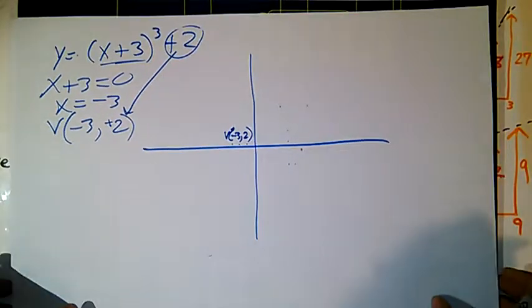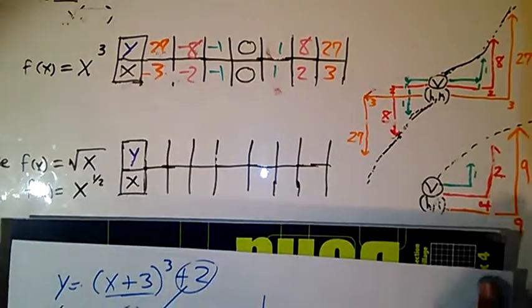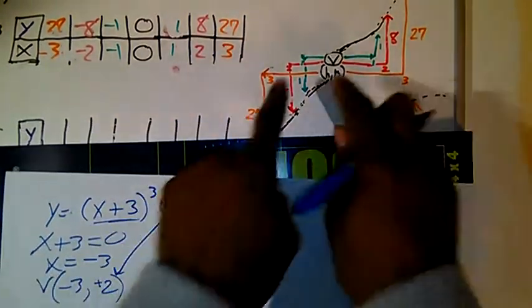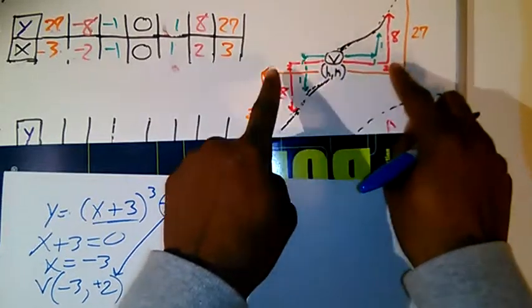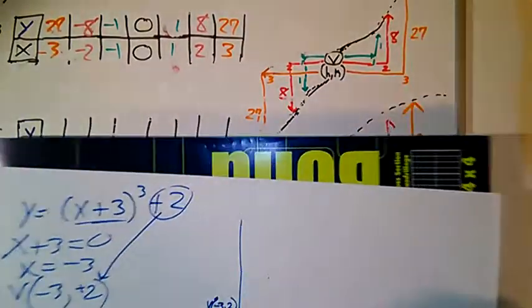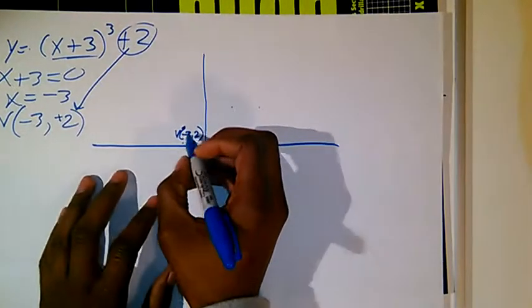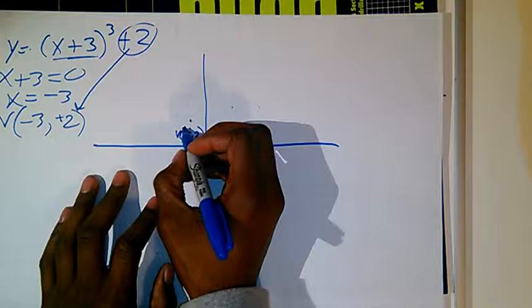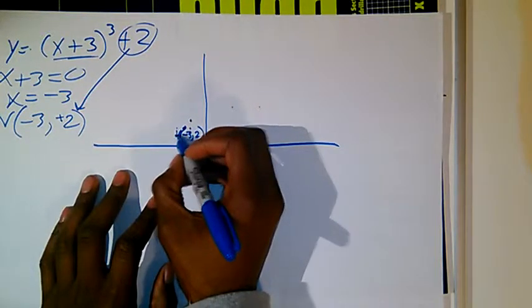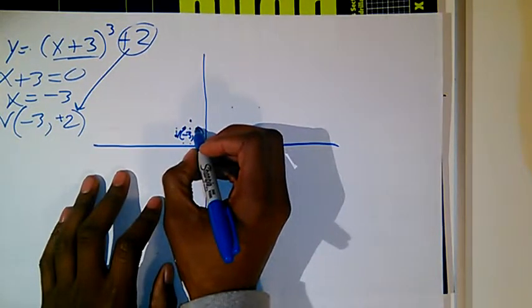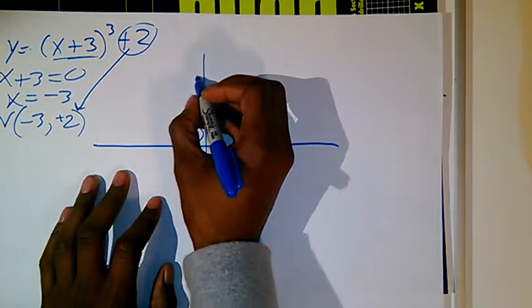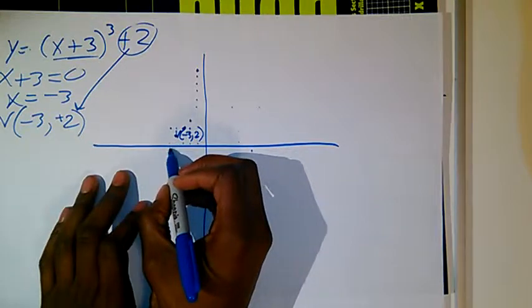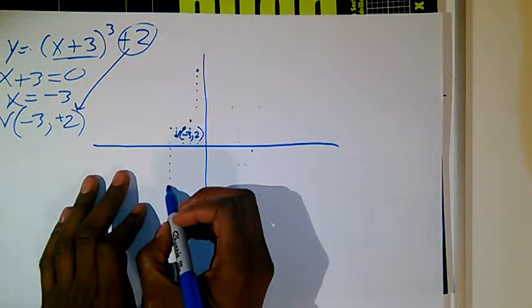And remember our pattern, we're going to go 1, 1, 1, 2, 1, 2, 1, and 8. Okay? So go over once, go up once. Go over once, go down once. Go over twice, go up 8. 1, 2, 3, 4, 5, 6, 7, 8. Go over twice, go down 8. 1, 2, 3, 4, 5, 6, 7, 8.